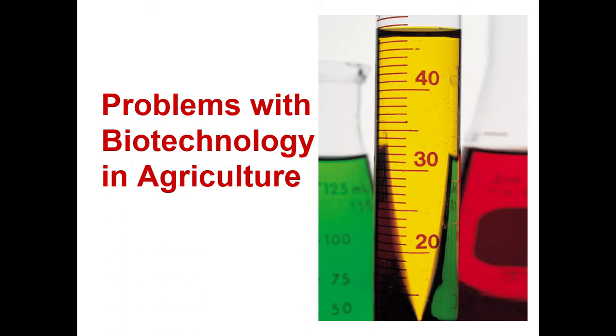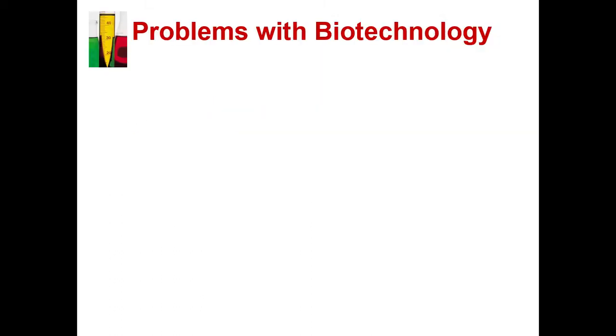So today's lecture is going to be about problems with biotechnology in agriculture. We have discussed the use of biotechnology in the agriculture field in the previous lecture, about agri sciences, animal sciences, plant sciences, and environmental sciences. They all use biotechnological techniques. So now we will discuss some problems that we face while using biotechnology in the agriculture field.